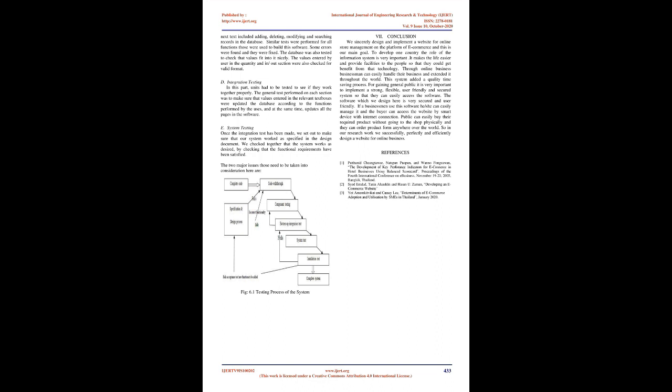Integration testing. In this part, units had to be tested to see if they work together properly. The general test performed on each section was to make sure that values entered in the relevant text boxes updated the database according to the functions performed by the users, and at the same time, updated all the pages in the software. System testing. Once the integration test had been made, we set out to make sure that our system worked as specified in the design document. We check that the system works as desired, by checking that the functional requirements have been satisfied. The two major issues that need to be taken into consideration here are.